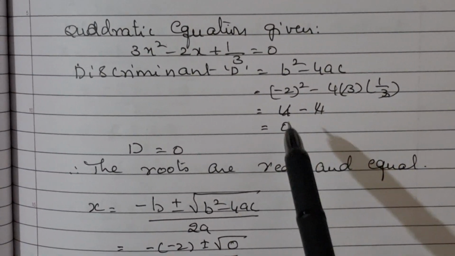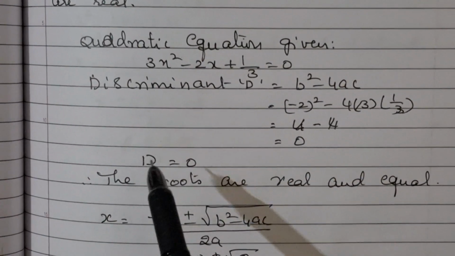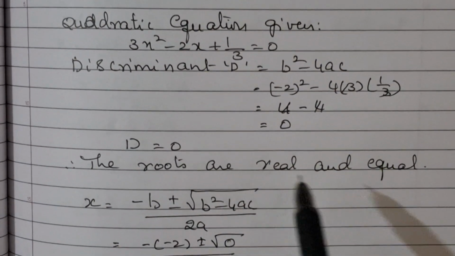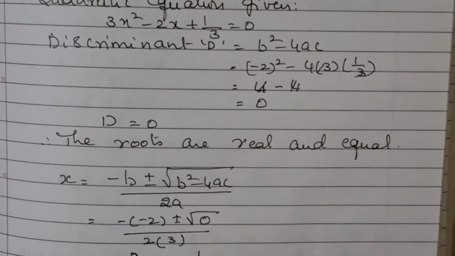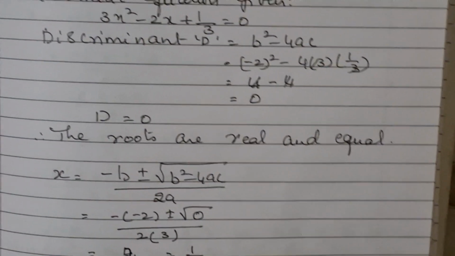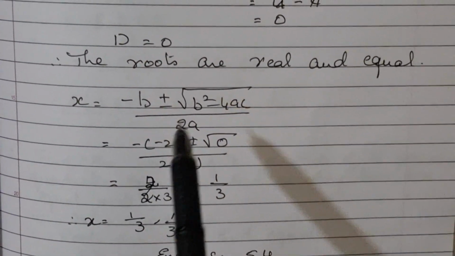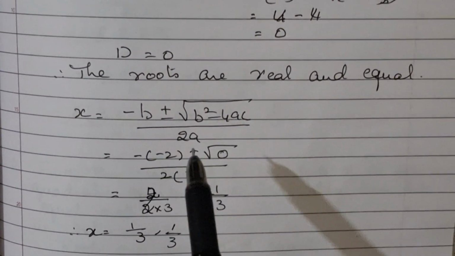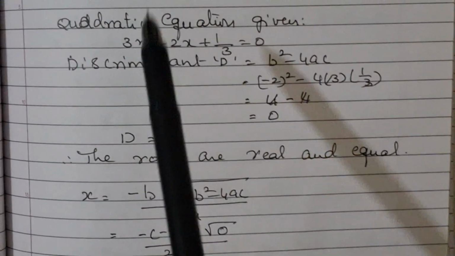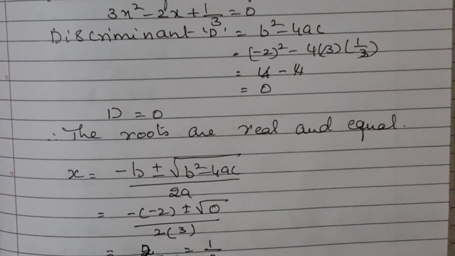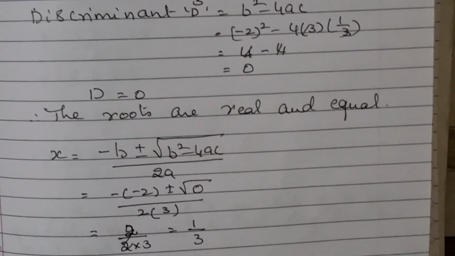3 and 3 will get cancelled. So minus 2 square is 4, minus 4 is 0. D is 0. That means the roots are real and equal. So since roots are real, roots are possible, they are asking you to find out the roots also. So what is the formula? X is minus b plus or minus root of b square minus 4ac by 2a. So x is equal to minus b. What is b? It is minus 2. So minus of minus 2 plus or minus root of b square minus 4ac, we have got it as 0.